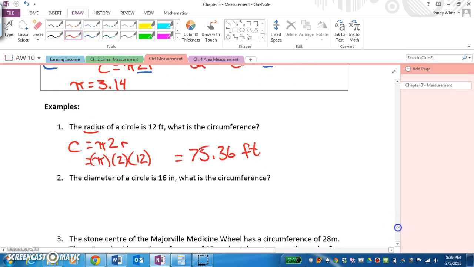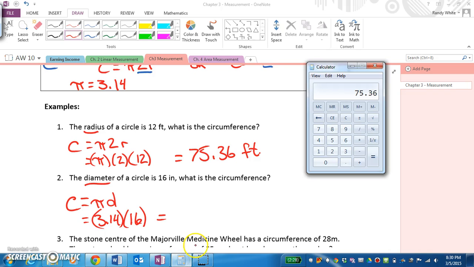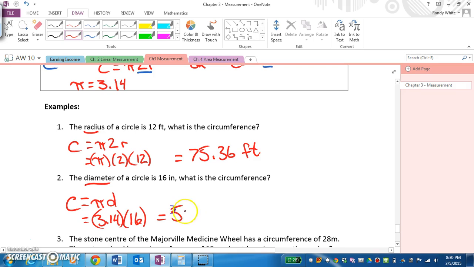Nice and easy. Second example here is using the diameter of a circle. This time it's 16 inches. But this time I'm using diameter. So therefore I'm going to use our circumference is pi times diameter. So in this case it's going to be 3.14 times the 16 inches. So 3.14 times 16, so 50.24 inches. Almost a quarter of an inch.